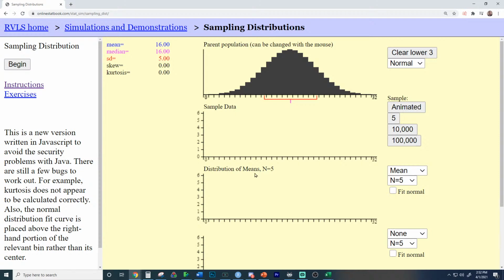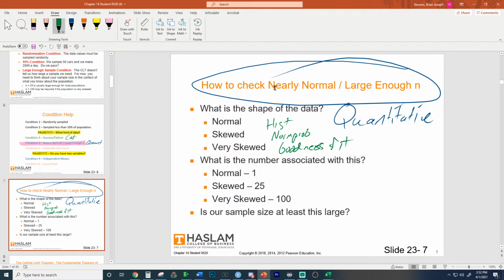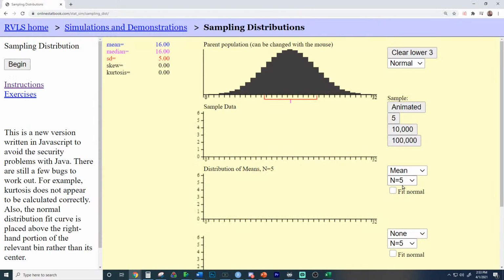That's what we mean by nearly normal. When we meet these conditions, if it's normal, we have to ask, what is the number? The number is 1. And do we meet that with how much we are sampling? Is this sample size of 5 going to be large enough that if I take a sample of 5 and compute the mean, and do this repeatedly, this new distribution will be nearly normal?